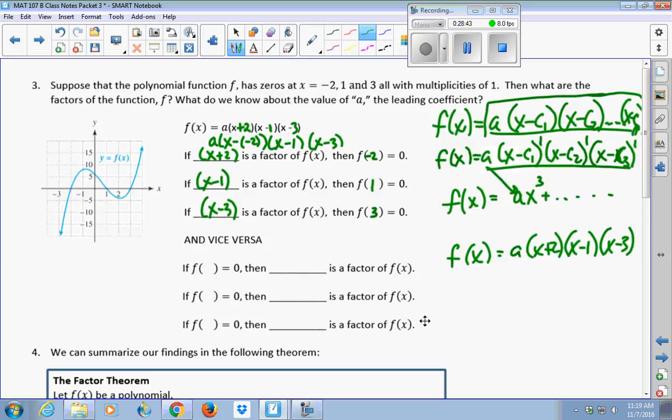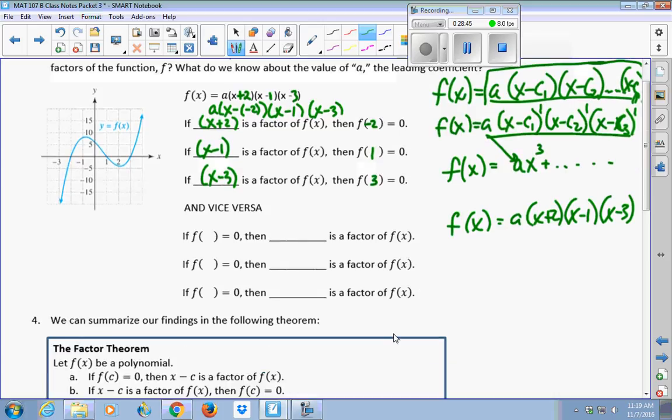Now, it works the other way. If f of -2 is a 0, I know one of the factors of the polynomial, just like that. You tell me a 0, I tell you a factor, x plus 2. Woohoo, this is going to be good. I can look at my graphs and get my factors right out. If f of 1 is 0, x minus 1 is a factor. If f of 3 is a 0, then x minus 3 is a factor.